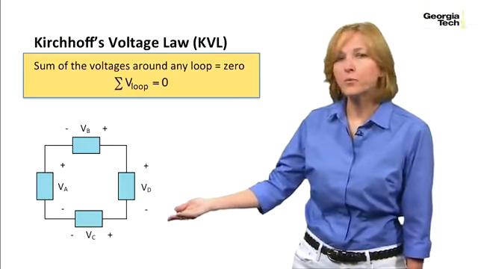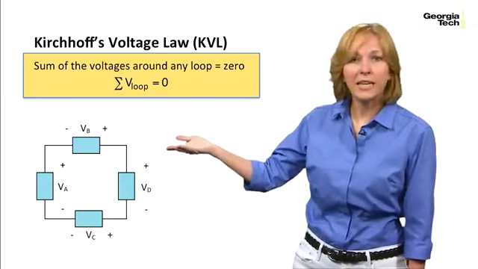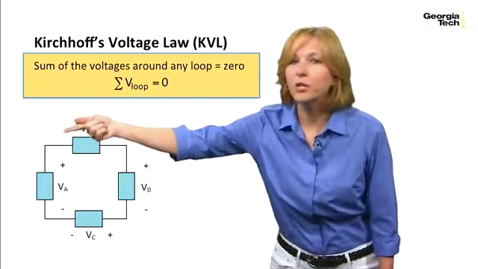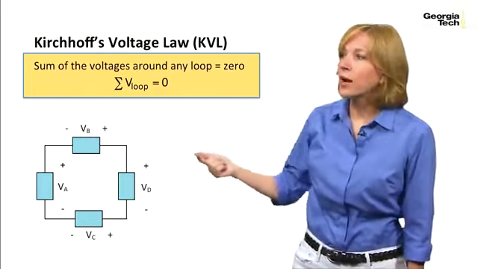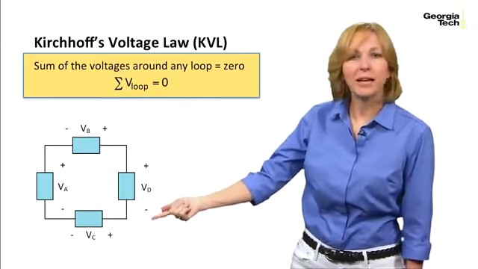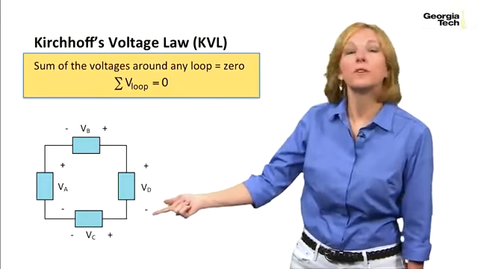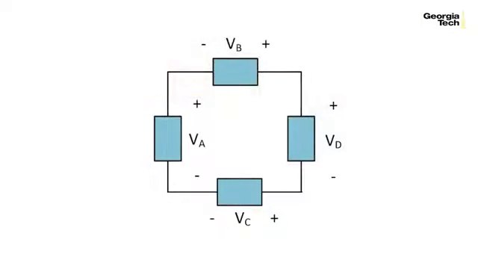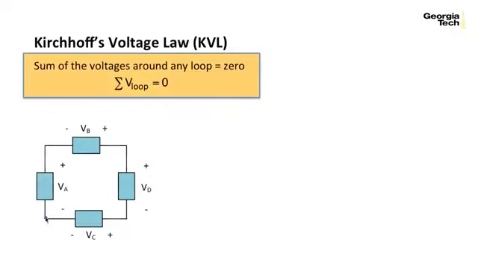Right here, from this point to this point, you've gained potential, you've gained voltage. And then from this point to that point, you've lost it. So as you go around this loop and end up back at your starting point right here, you have no net change in potential, no net change in voltage. So let's look at this example. I'm going to start right here, and I'm going to go around the loop.